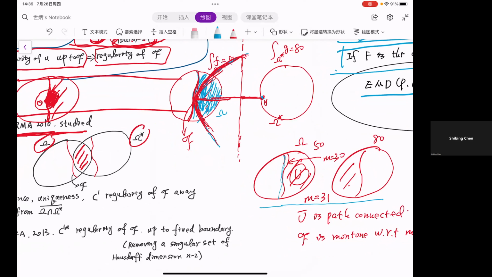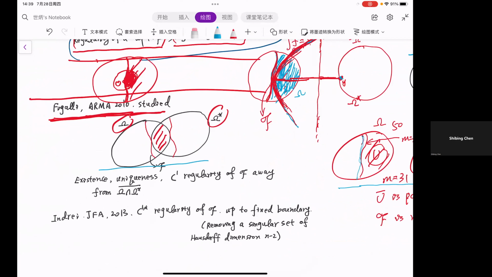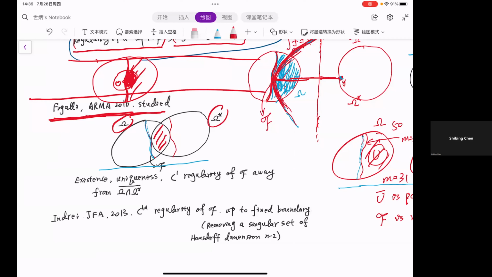So Alessio Figalli studied the more general case, and also proved the existence and the uniqueness of solutions, and the free boundary in this more general case looks like this. He also proved the regularity of the free boundary, but it needed to be away from the common region, away from the closure of the common region.